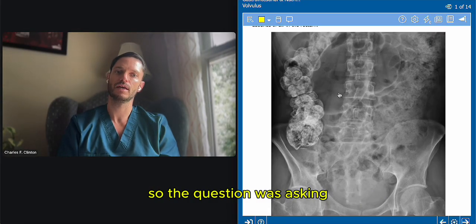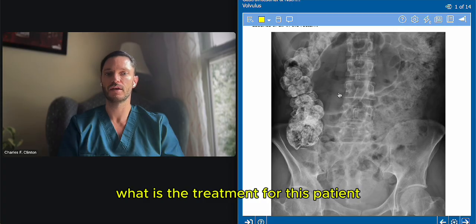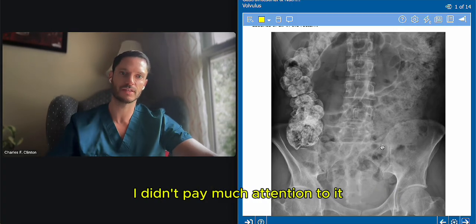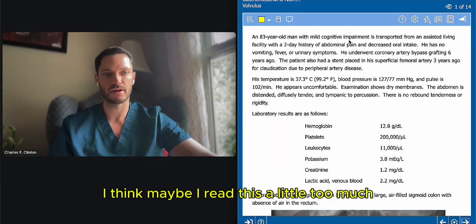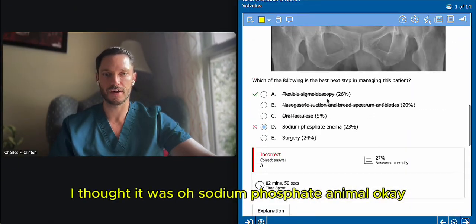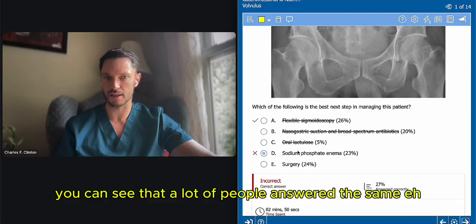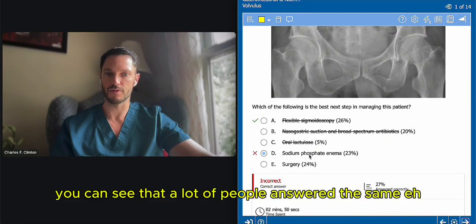So the question was asking, what should be the next step? What is the treatment for this patient? Since I thought this was horrible constipation, I didn't pay much attention to it. I was a little distracted taking the timed test mode of things. Maybe I read this a little too much, I don't know. But in summary, I thought it was a sodium phosphate enema. You can see that a lot of people answered this same option.